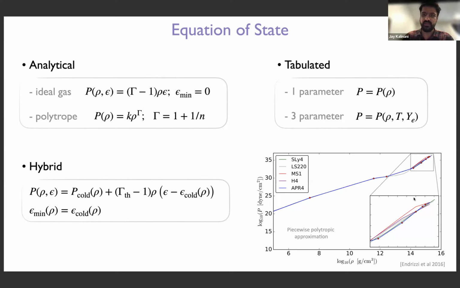More sophisticated equations of state come in the form of tables, like the three-parameter equation of state, where you have the pressure dependence on density, temperature, as well as electron fraction.